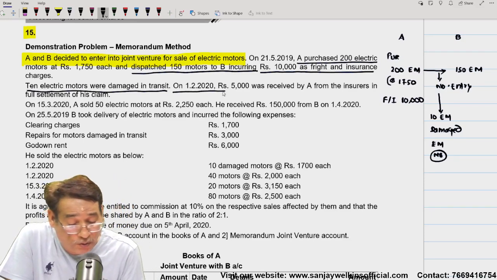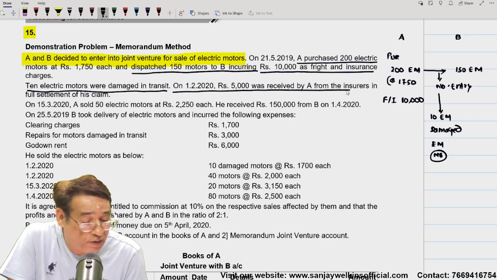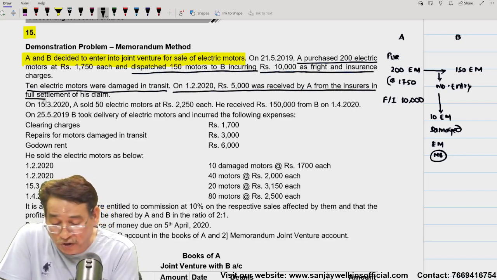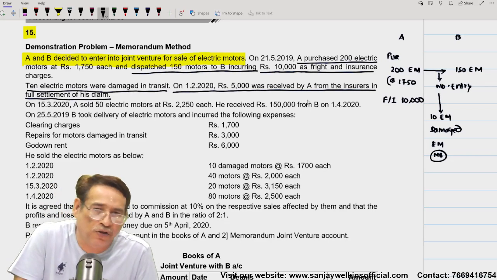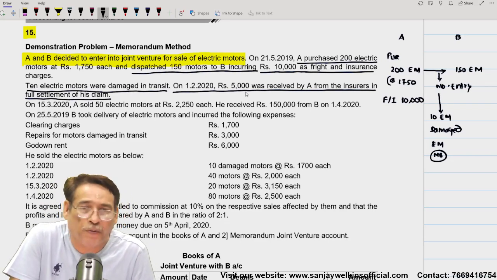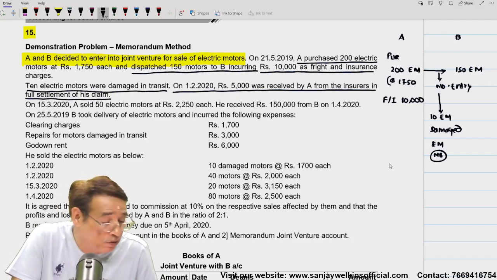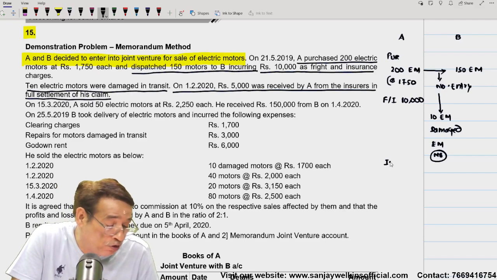On 1/2/2000, 5,000 was received by A from the insurer. Insurers means insurance company. So A might have taken an insurance policy. So he got rupees 5,000 as claim against these damaged machines. So Mr. A also received insurance claim of rupees 5,000.